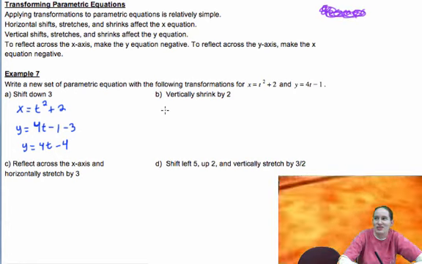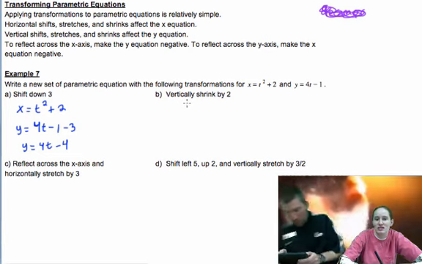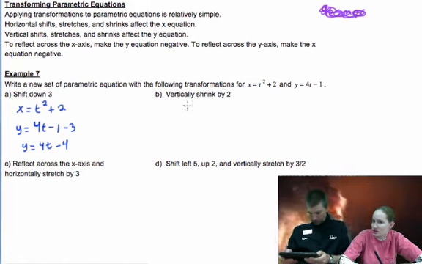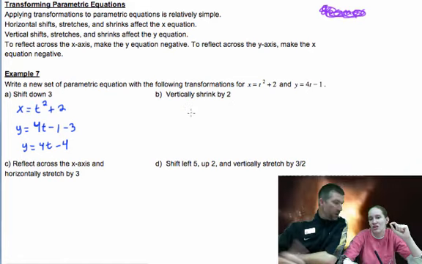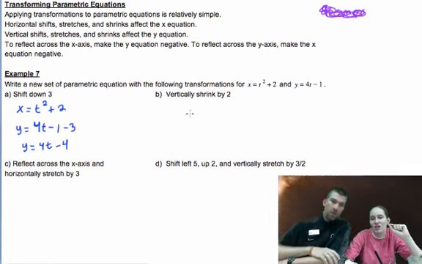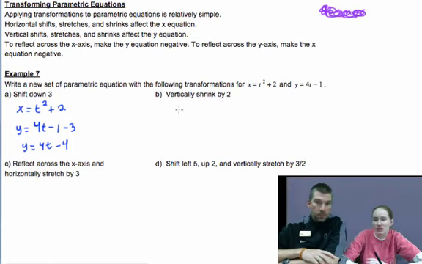All right, so vertically shrink by 2. Vertically is going to affect the y equation. If we're shrinking by 2, all of the y values, we're going to divide them by 2. That's what shrinking by a half does.